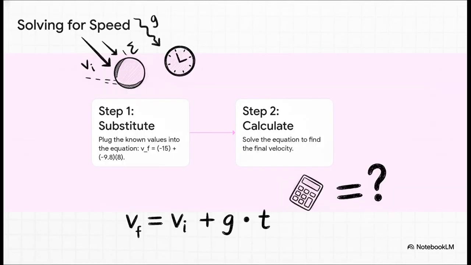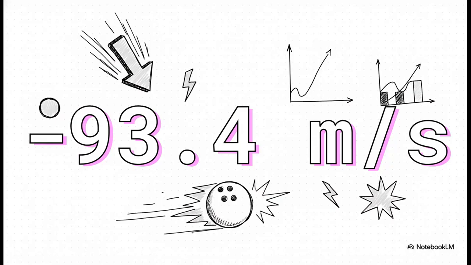And from here, it's actually pretty straightforward. We just take our known values and plug them right into the equation. So the initial velocity, VI, becomes negative 15. Gravity, G, is negative 9.8. And time, T, is 8. Once everything's in its place, all we have to do is the math. And boom, there's our answer. The final velocity is negative 93.4 meters per second.